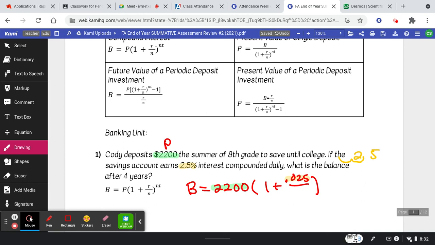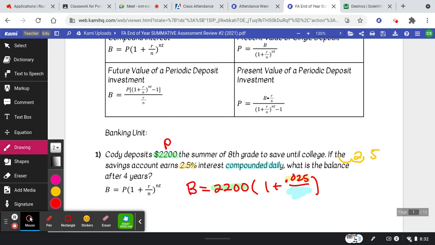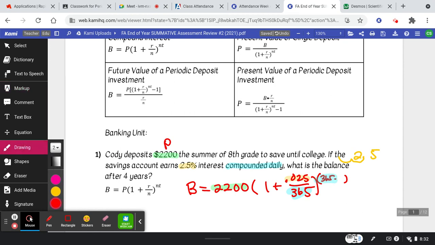Now, N stands for the number of times compounded per year. That's my N. Do you remember what daily would look like in that denominator? How many days there are in a year, Perla? 365 is my divider right there. So the compounded daily shows up as divided by 365. And then to the power of N times T. And so we just did the 365. And then my time, how many years are they asking us to do this for? For 4 years.